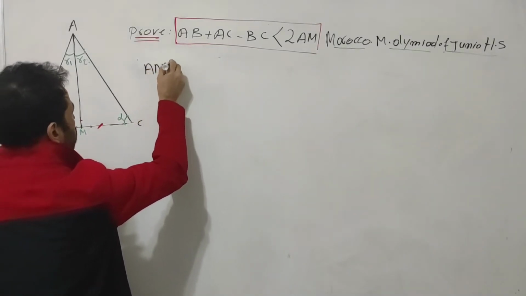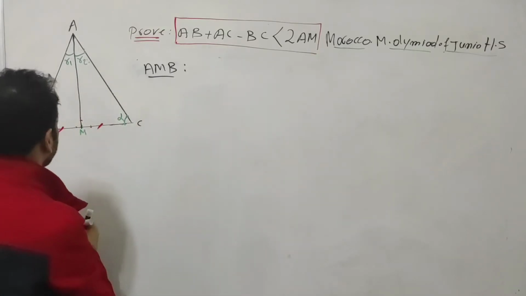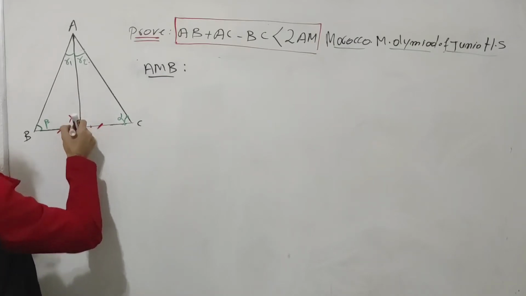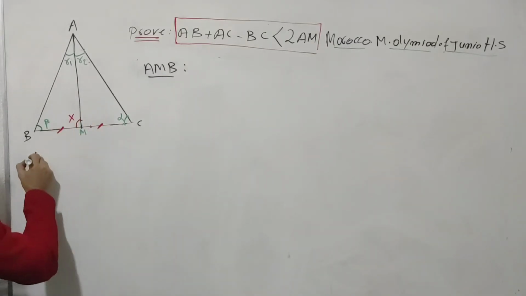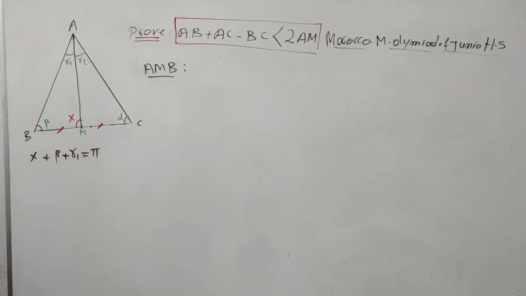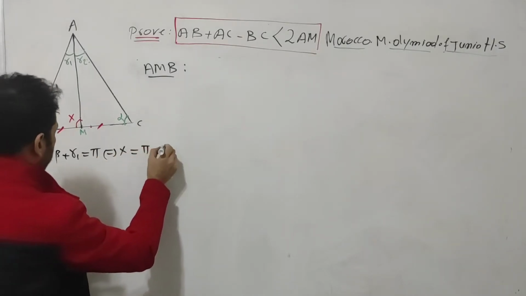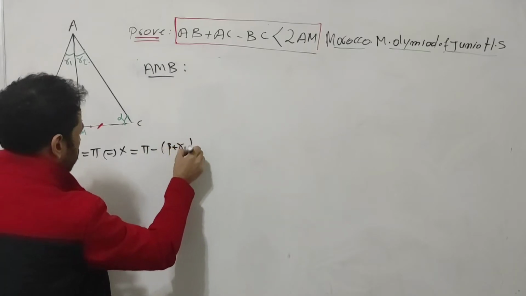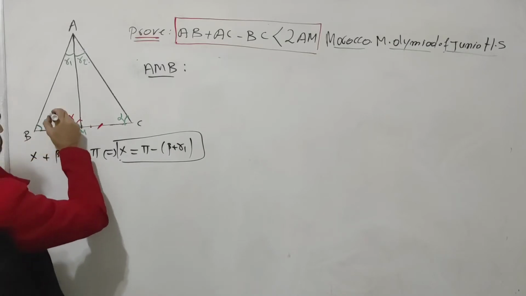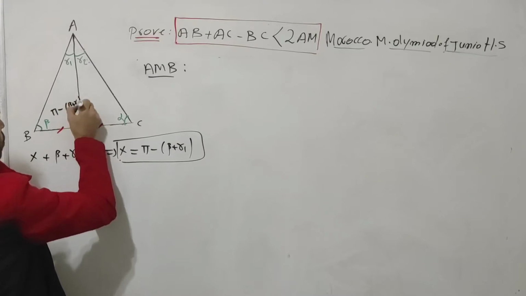For the AMB triangle, I'm going to determine this angle. Let's call it X. We have X plus beta plus gamma 1 equal to pi. So this is equivalent to X equal to pi minus beta plus gamma 1. So this angle is pi minus beta plus gamma 1.